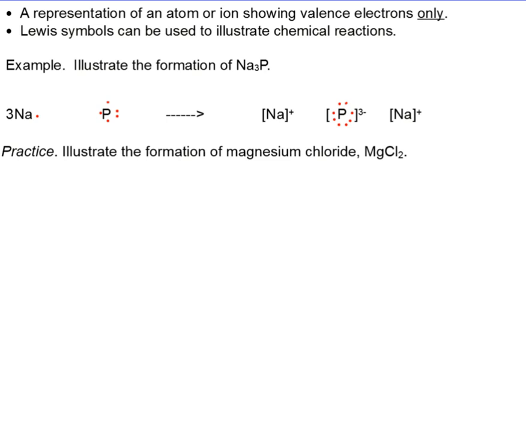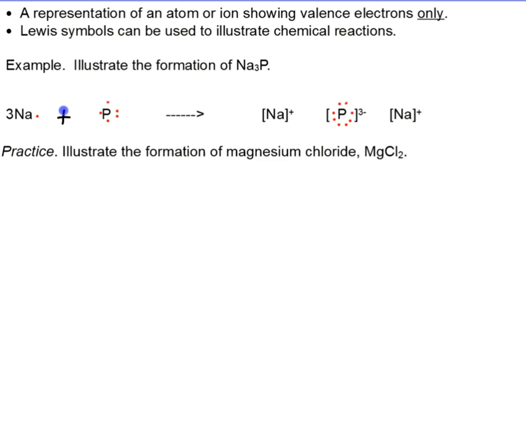So when we want to illustrate the formation, again, we can write the Lewis symbol for a sodium atom and a phosphorus atom, again showing valence electrons with a red dot. And here it's sort of like a balanced reaction equation. We would need 3 sodium atoms, 1 phosphorus atom, and the result would be sodium phosphide.